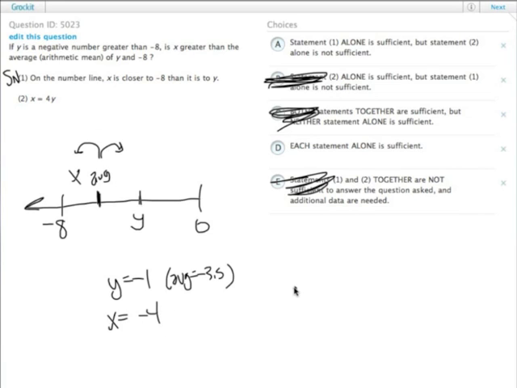It's less. If we, on the other hand, say that y equals -6, I guess I should have picked a different number. I should have picked like y equals 1/2 or something. Anyway, you can pick numbers such that sometimes x is greater than the average of y and -8, and sometimes x is less than the average of y and -8. So with different values, with sometimes yes, sometimes no on a yes-no question, the answer is insufficient, and therefore statement 1 alone is sufficient.